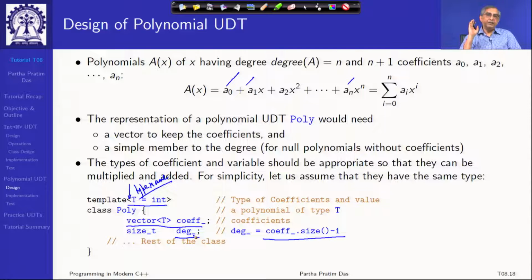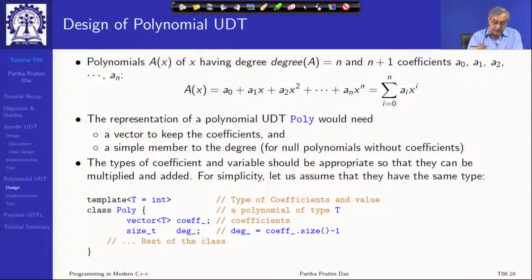The reason for that is, having that will make sure that I can even have a null polynomial of any degree whatsoever, right. So, it is not necessary that I need to know the degree from the vector, but I can have the degree and then build the vector, right. And that is always an invariant. This is always an invariant that must be satisfied in my polynomial type.